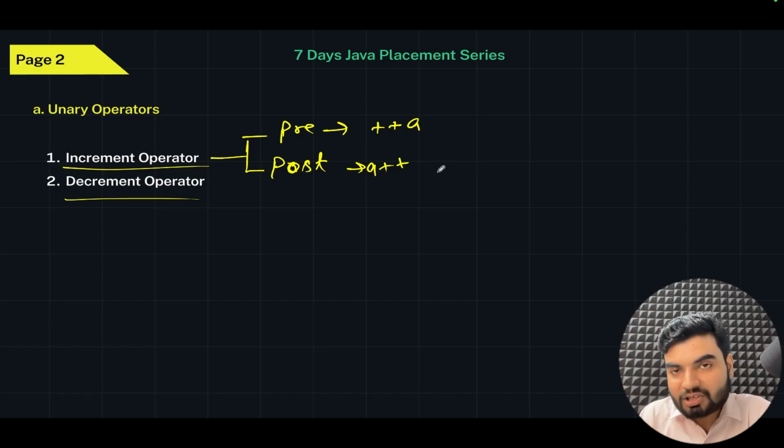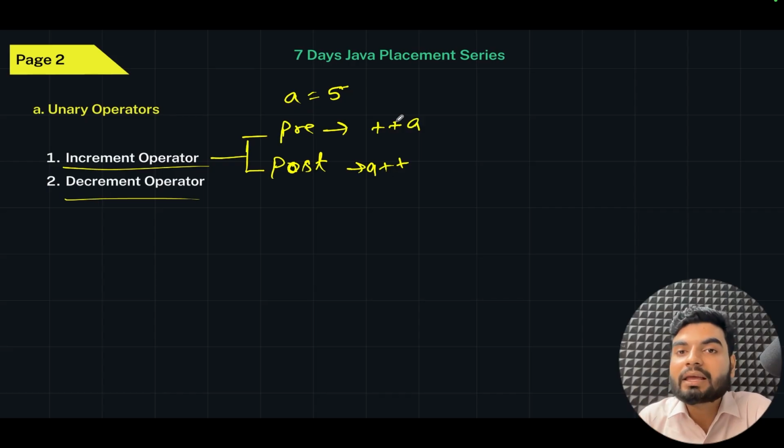But anyway, I'm just giving an example of how this works. This basically increments the value by 1. So here, for example, if I had a equals to 5, in this case, a plus plus, if I write system.out.println and print it, I'll get directly 5. In the next step, if I do system.out.println a, I will get 6.